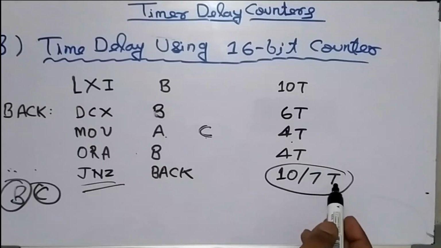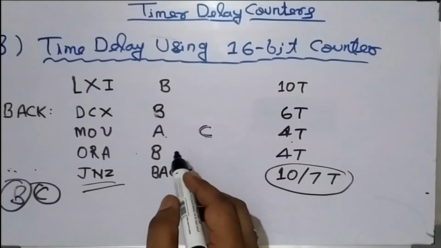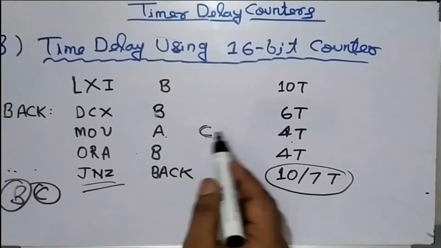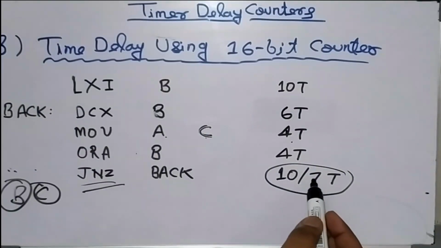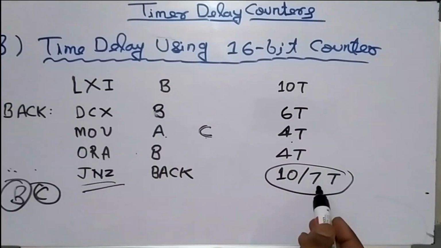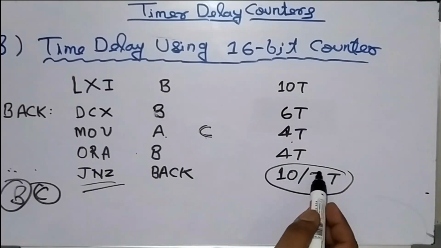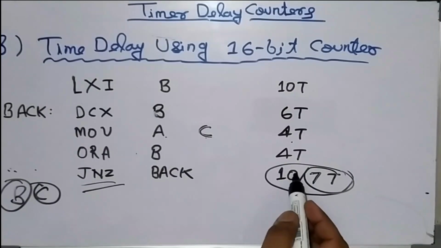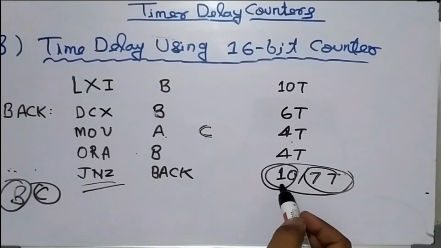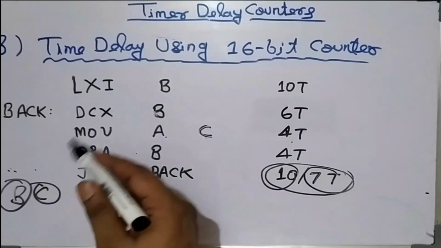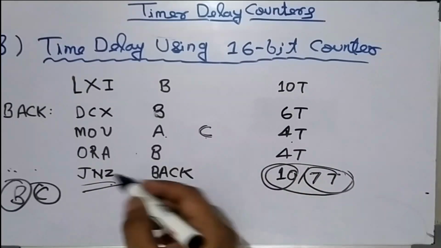10T will be consumed in the loop operation, and 7T will be consumed when no loop occurs. Which means in the final loop, the JNZ will consume 7T states, and in the earlier n-1 loops this instruction will consume 10T states. Okay, now let's calculate the time delay produced by this instruction.